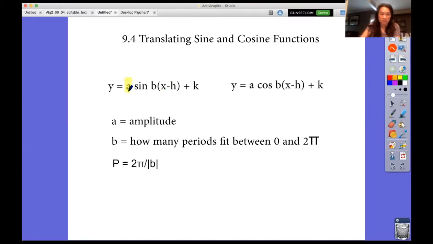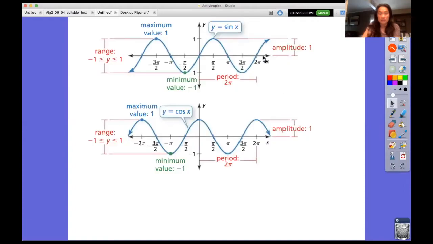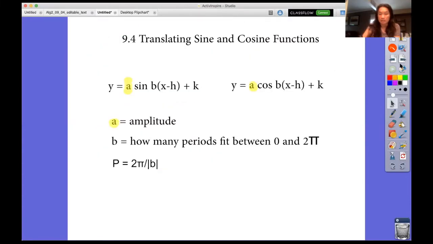Okay, so A, review. The number that sits here is the amplitude, and remember, the amplitude is the distance from the midline, from the x-axis, up to the highest point. That's it. Next is B, which sits right here in front. That is how many periods fit between 0 and 2 pi. I mentioned that in a previous video, but I didn't highlight it.